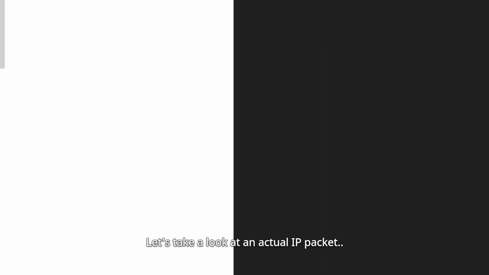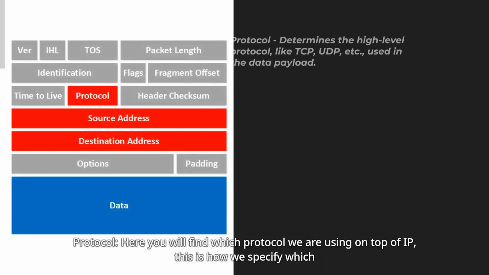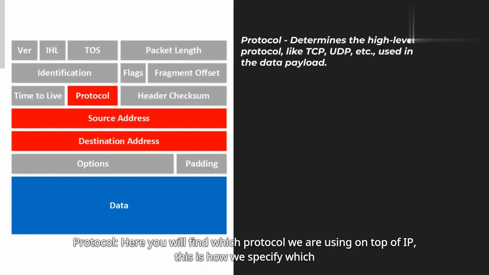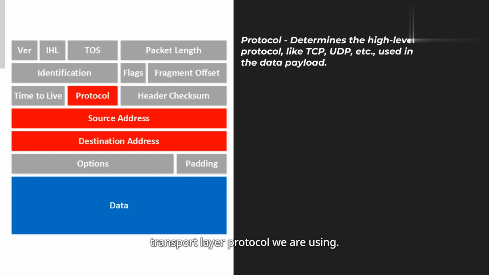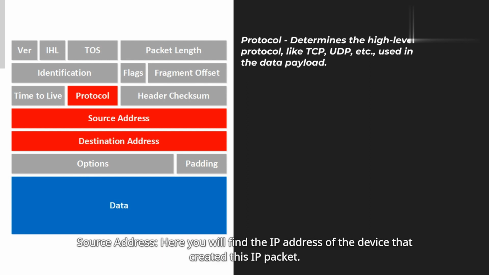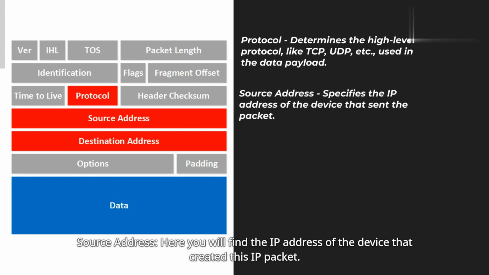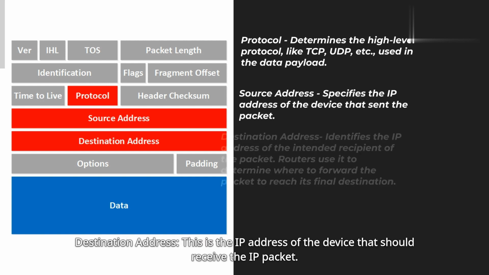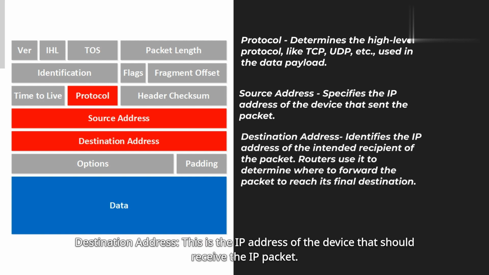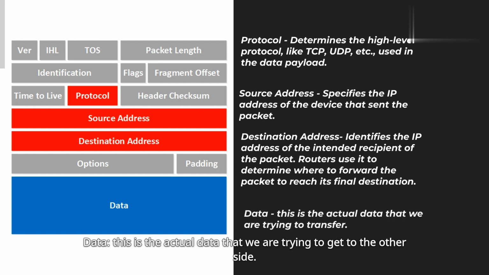Let's take a look at an actual IP packet. Protocol. Here, you will find which protocol we are using on top of IP. This is how we specify which transport layer protocol we are using. So you'll find TCP, UDP, or perhaps something else in here. Source address. Here, you will find the IP address of the device that created this IP packet. Destination address. This is the IP address of the device that should receive the IP packet. Data. This is the actual data that we are trying to get to the other side.